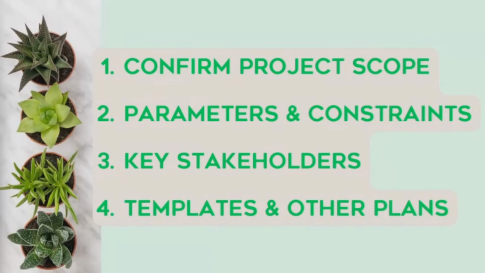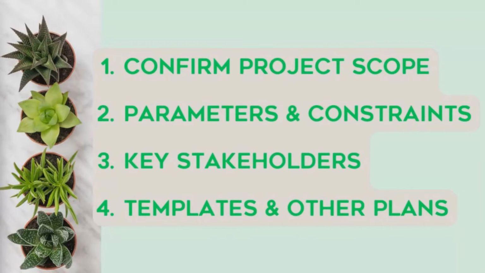So those are a few steps that you can take as a project manager to set yourself up for leading project success. So confirm your project scope with project initiators, confirm any project parameters or constraints, list your project's key stakeholders, and review templates and plans for similar projects. These steps can take you into your project planning. So wonderful. Sounds simple, right? We even covered it in just a few minutes.